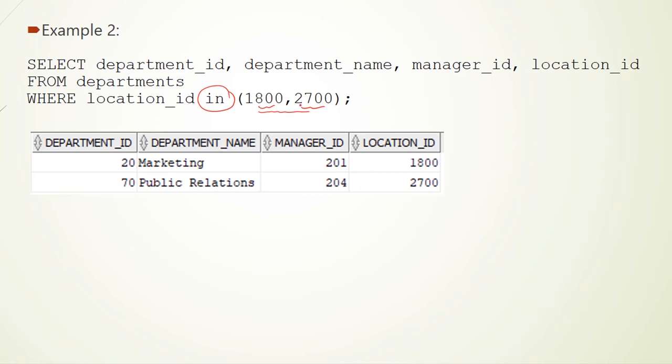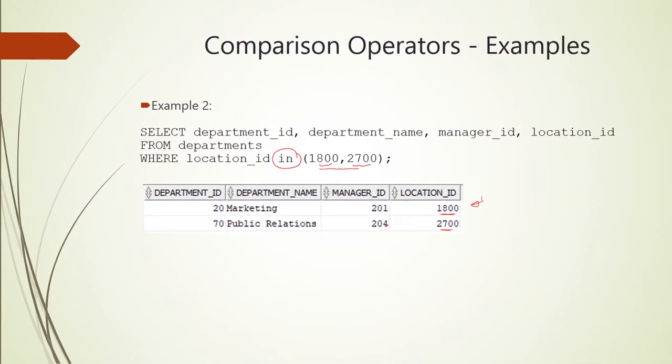You can specify many values in the list. Here we are specifying two values in the list. So as we can see, after running this select statement, it returns these records. We have one record where the location ID is 1800, and in the second record the location ID is 2700.